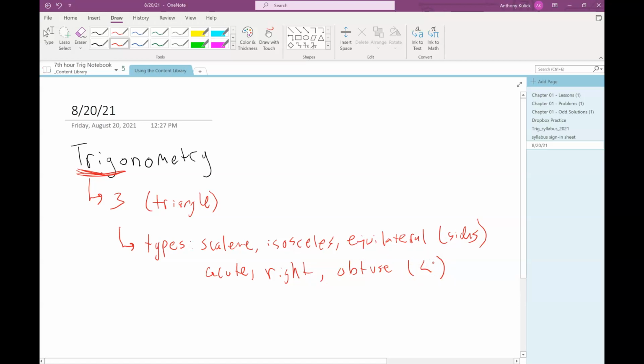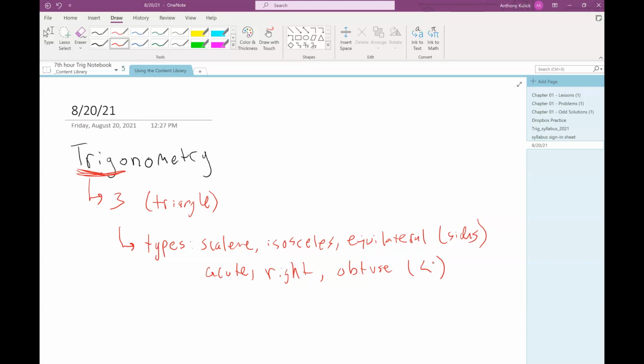Right? So acute has all angles less than 90 degrees. Right has one angle equal to exactly 90 degrees. And obtuse has one angle greater than 90 degrees. Scalene has no congruent sides. Isosceles has at least 2 congruent sides. And equilateral has 3 congruent sides.